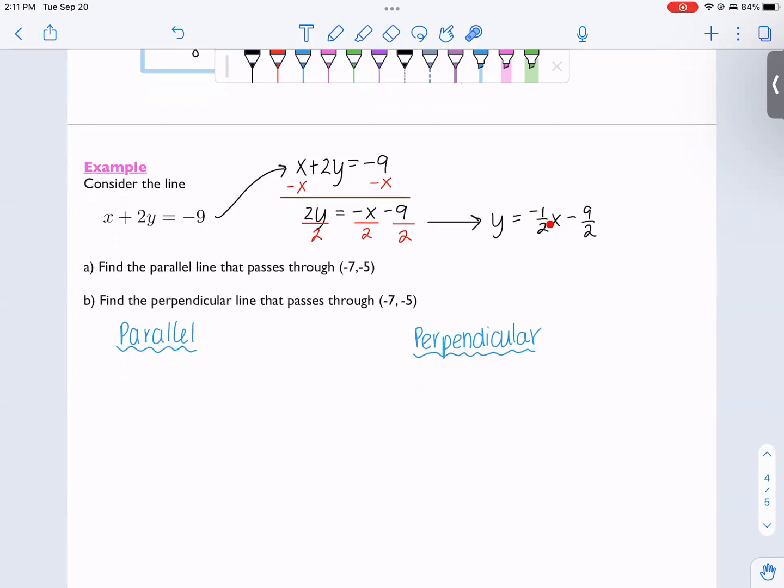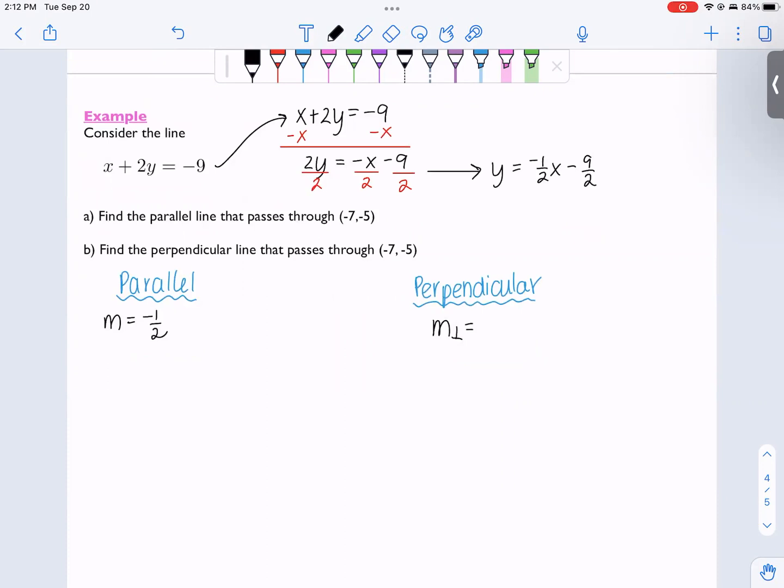That means that lines that are parallel to this line will have slope negative 1/2. And lines that are perpendicular to that line will have slope positive 2 over 1, which is 2. For both of these lines, we're looking at the point -7, -5. So I'm going to be doing this work separately. I will start with parallel.